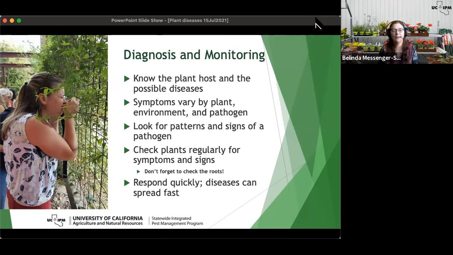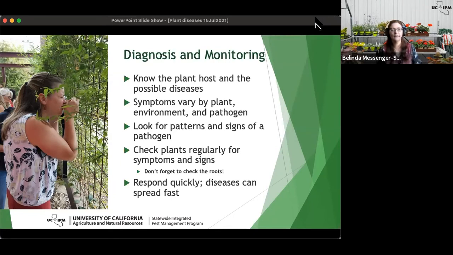So monitoring is that second piece. Plant diseases can spread fast. Time is the fourth variable in disease epidemics. So you want to keep track of that. Check your plants regularly. Respond quickly if you see something that you think is a disease.